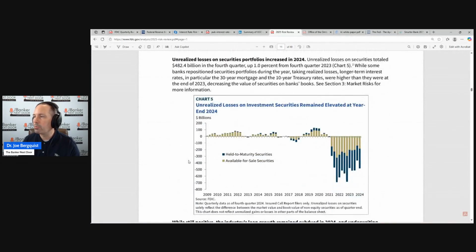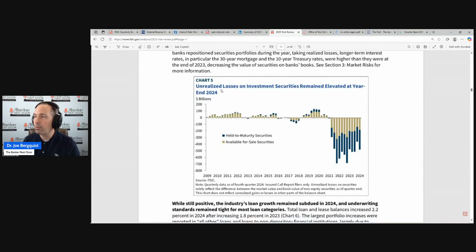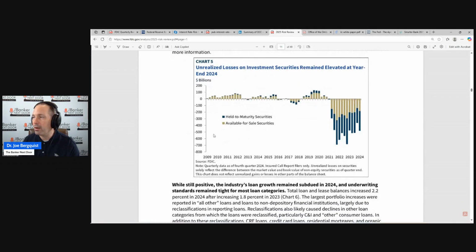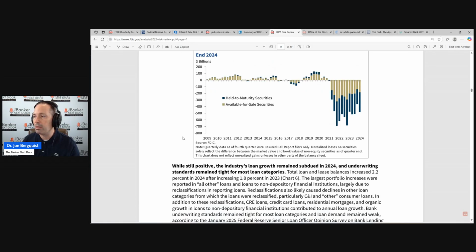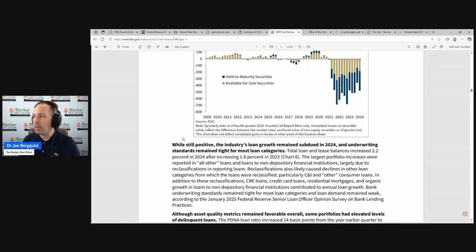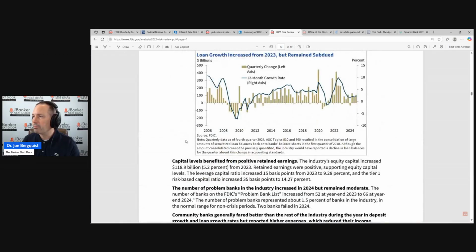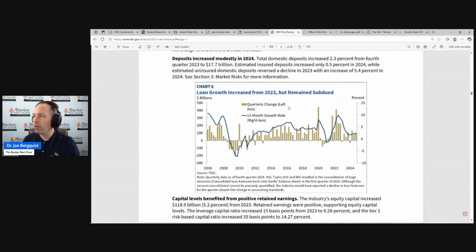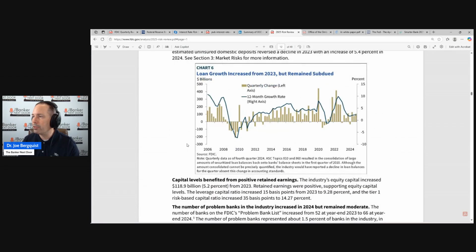Banking performance, like we said, was pretty resilient. Here is a great chart on unrealized losses on investment securities remaining elevated at year end. Obviously you look at the far right here and you can see that this is the 900-pound gorilla in the room, so to speak. This is an overhang that is just going to continue to hang on the banking industry for quite some time until something really changes with interest rates. Loan growth increased from 23, but remained subdued.